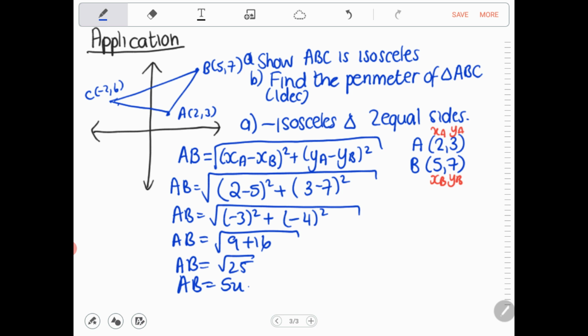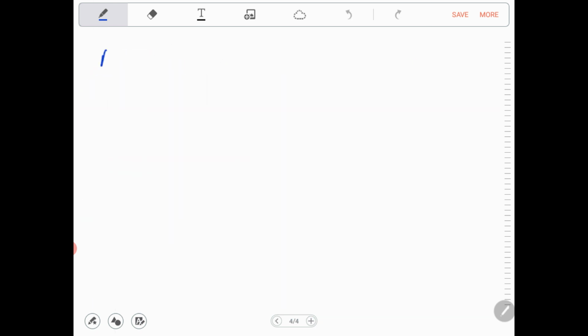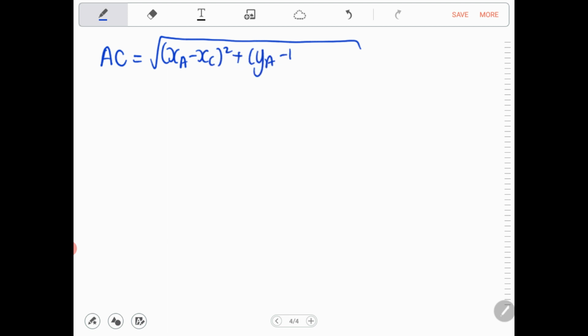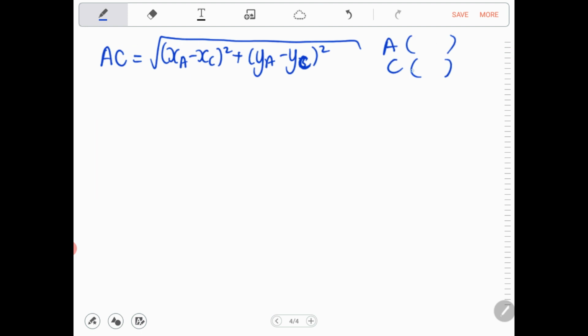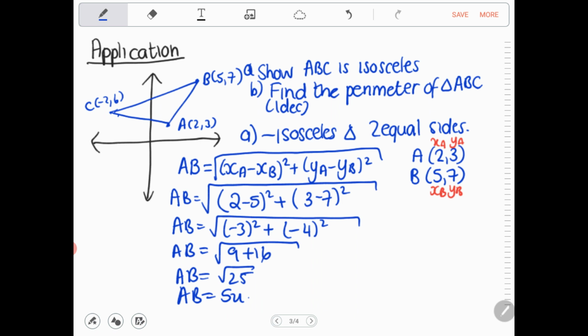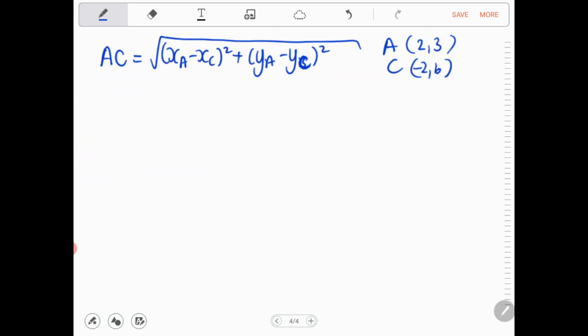Well, I'm going to take AC now. So I'm going to find the distance of AC. So my formula is going to be the x at A minus x at C squared plus the y at A minus the y at B. Sorry, y at C squared. And then again, I always go back. Okay, A is (2, 3). And C is (negative 2, 6). Double check again. 2, 3, negative 2, and 6. Okay. Right, so let's see how long AC is.